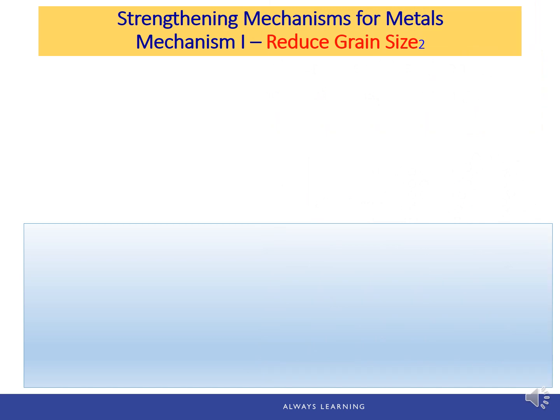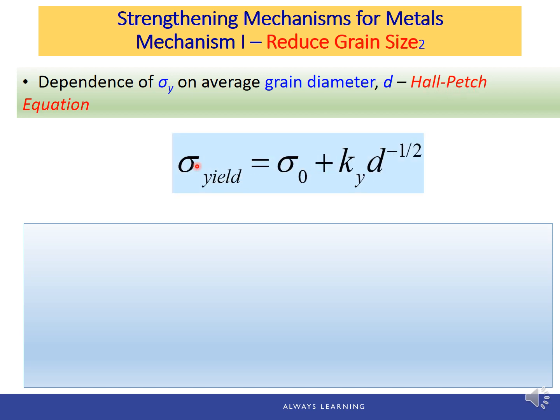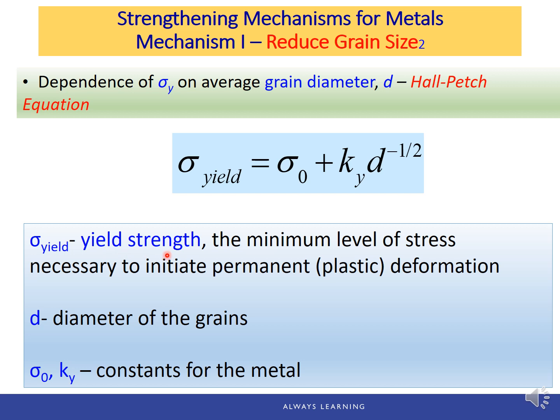A fine-grained material, which means one that has small grains, is harder and stronger than one that is coarse-grained, because fine-grained material has a greater total grain boundary area to impede dislocation motion. For many materials, the yield strength sigma y varies with grain size according to the Hall-Petch equation, where sigma y equals sigma 0 plus ky divided by the square root of d, or ky times d to the power of negative 1/2. Here sigma y is the yield strength, which is the minimum level of stress necessary to initiate plastic deformation, and d is the average diameter of the grains. Sigma 0 and ky both are constants or material properties.